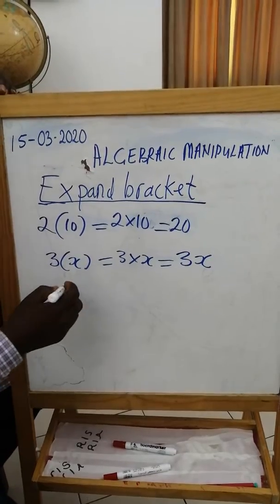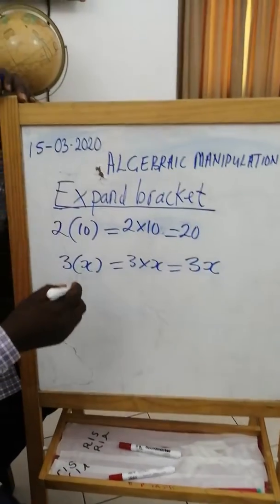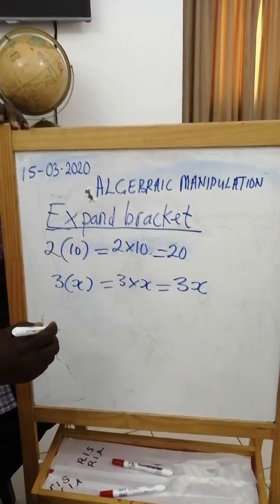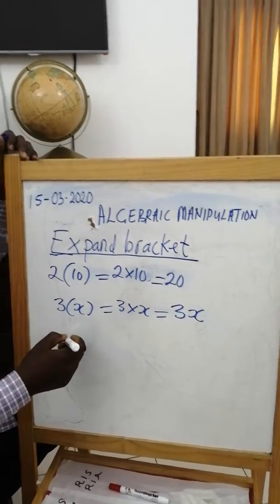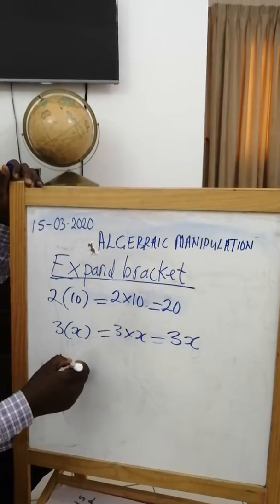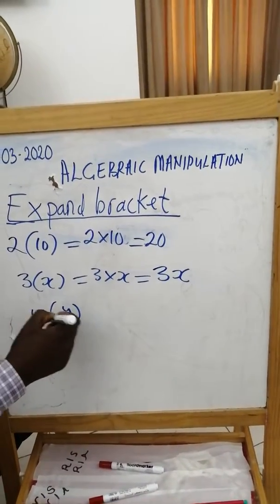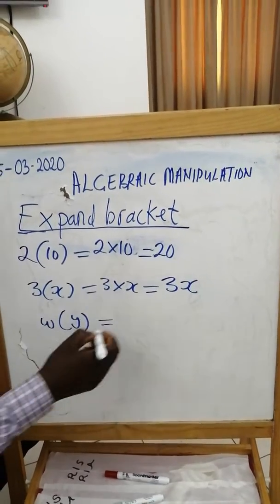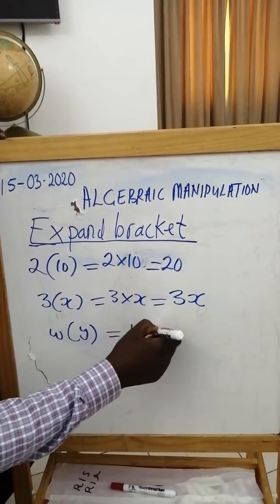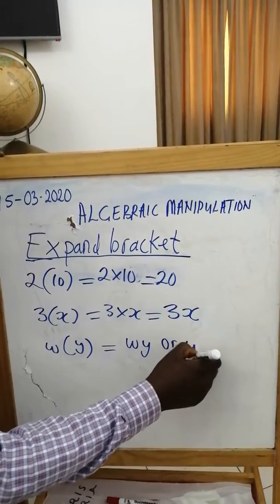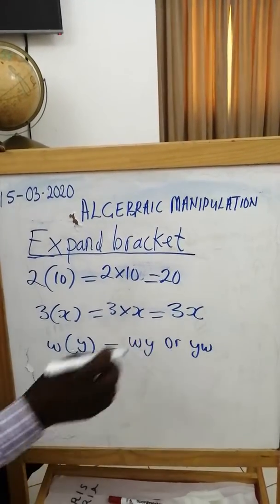What if I'm multiplying a variable? In mathematics, we know variables are the x, y, z, the letters. If I multiply, say, w multiplied by y, w bracket y, that will give us wy, and it can also be written as yw. Both are correct, okay?